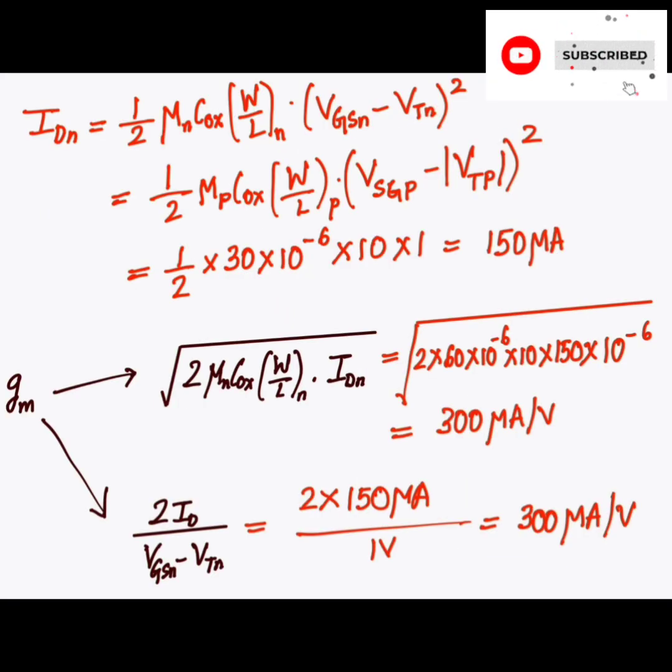But unfortunately here, first we got the source to gate value of the PMOS, and from there we calculated the drain current which is flowing, and from there we got the overdrive voltage for the PMOS. So you can use the first equation where your drain current is 150 microampere, and if you just put in the value, your GMN will be equal to 300 microampere per volt. In the second equation you also have VGSN minus VTN, and if you put in the value there, you will also get 300 microampere per volt.